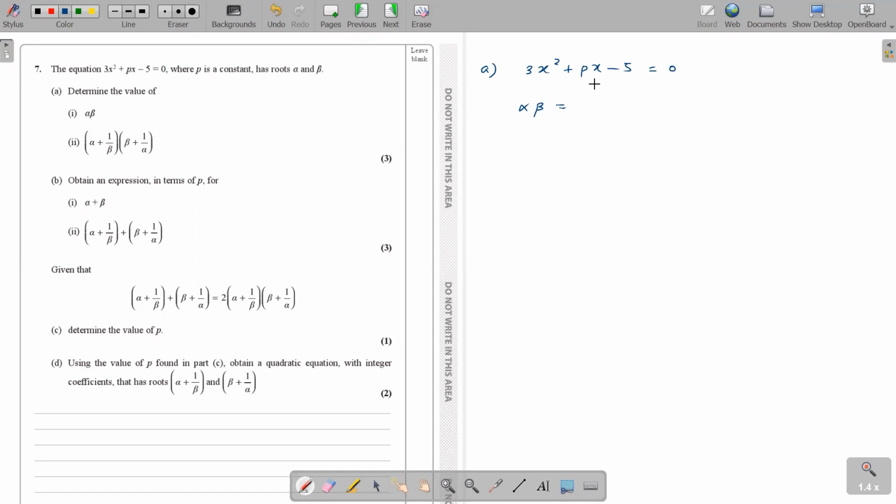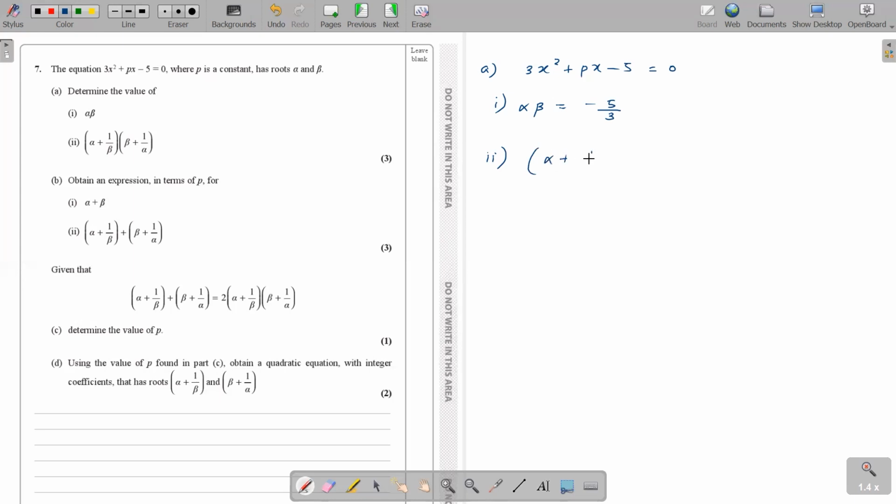So what is the c value here? Minus 5. And a is 3, because ax square plus bx plus c. A is 3, b is p, c is minus 5. So alpha beta is c over a. C is negative 5, divided by a, which is 3. Okay, so alpha beta is minus 5 over 3. That is the answer for Roman number 1. Roman number 2. How does that work?